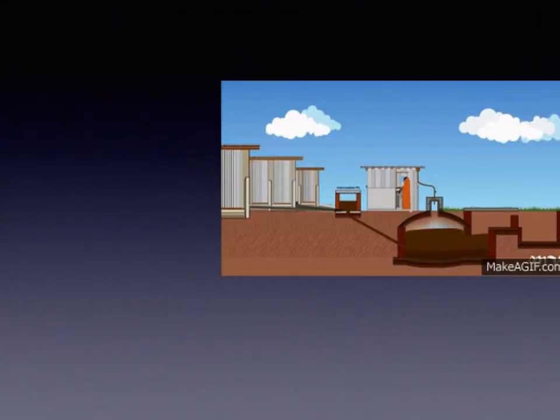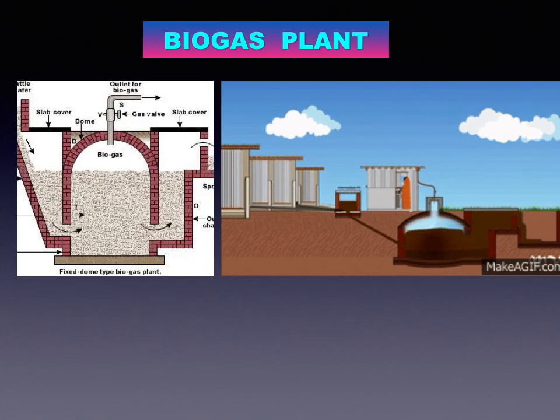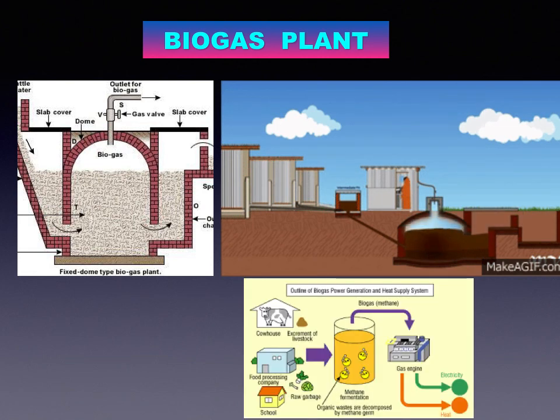Next we shall see the biogas plant. Animal dung, dry leaves, and wet garbage get decomposed by anaerobic microbes in a biogas plant. This produces methane gas, also called biogas. Biogas is a very cheap fuel option which meets the demand for cooking gas. It is also used for production of electricity.